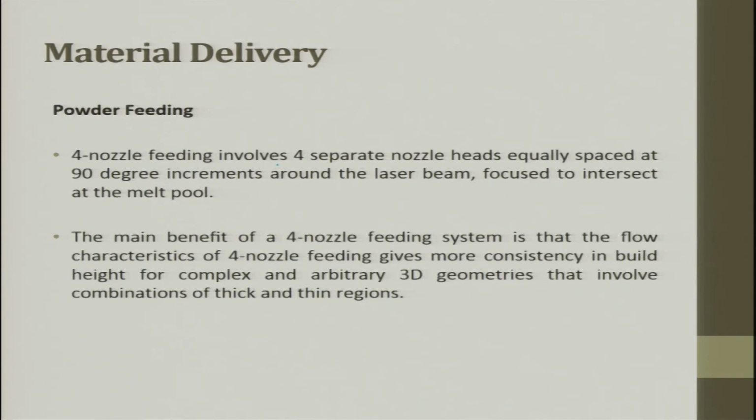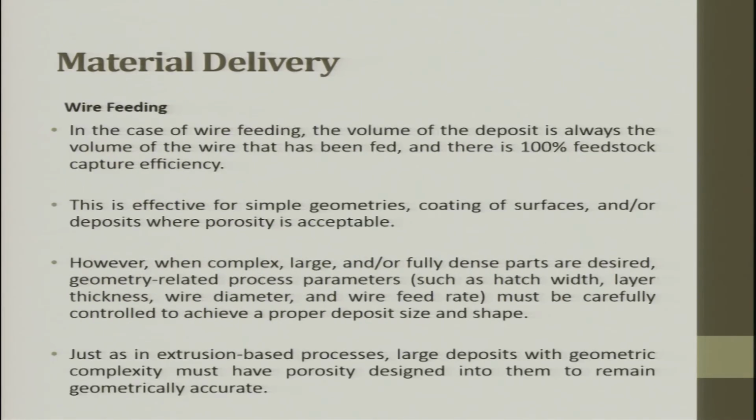A 4 nozzle feed involves 4 separate nozzle heads equally spaced at 90 degree increments around the laser beam. So, it is something like this. They focus to intersect at the melt pool. These are all nozzle feeding. The main benefit of the 4 nozzle feeding system is that its flow characteristics give more consistency in building height of complex and arbitrary 3D geometries that involve a combination of thick and thin layers.